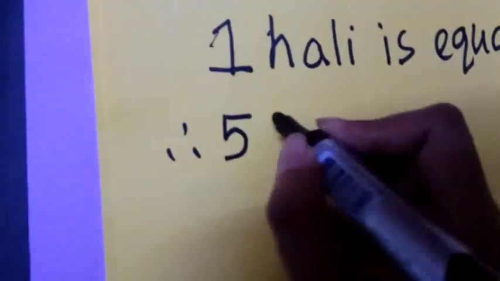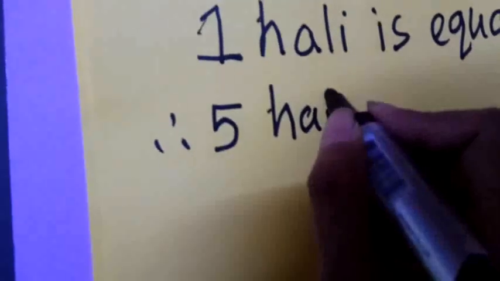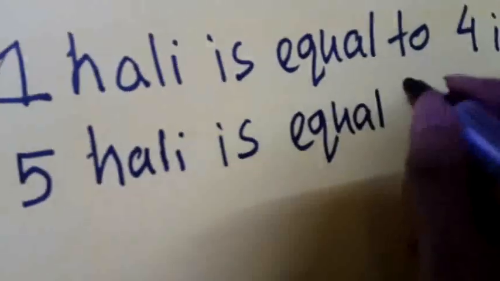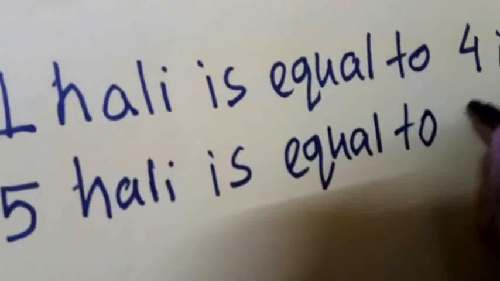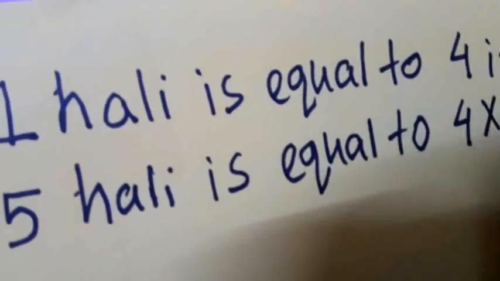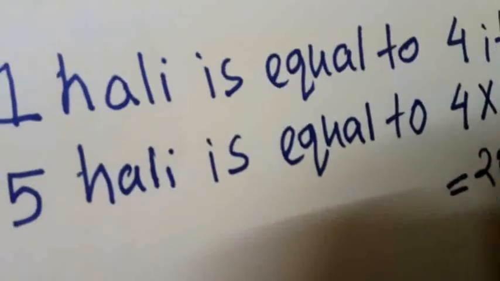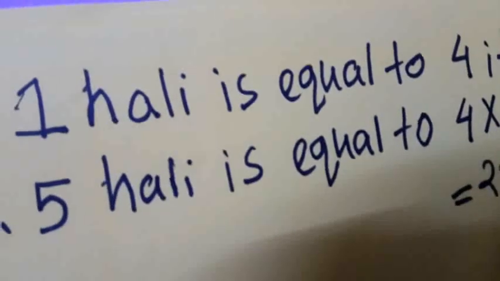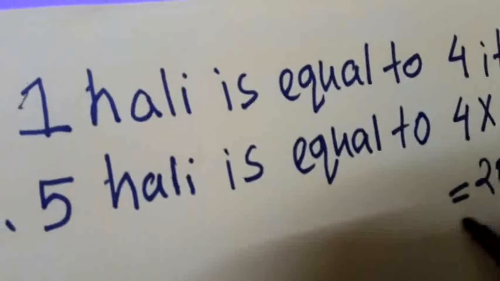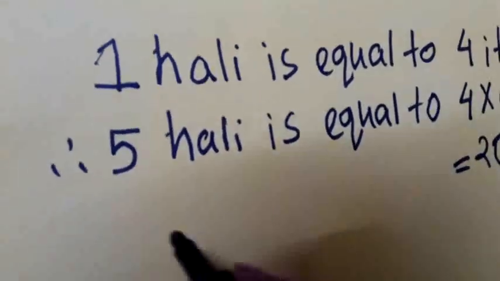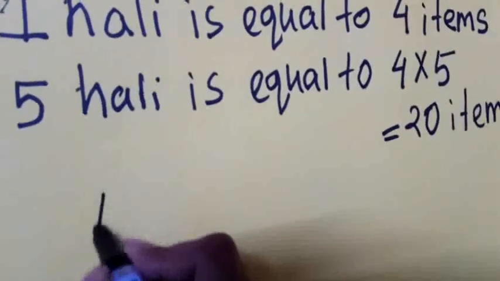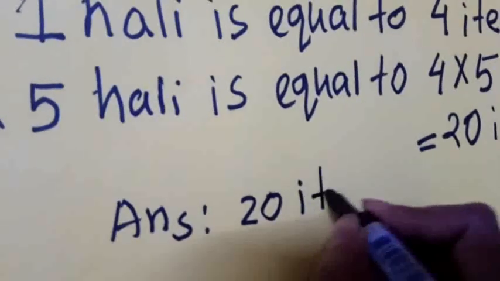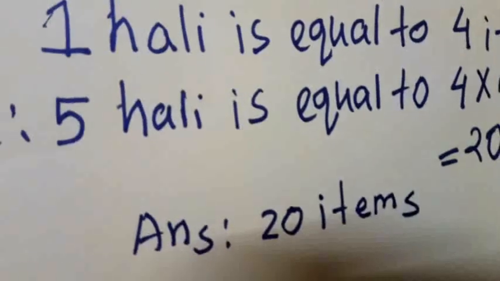Therefore, 5 hali is equal to 5 times 4, means 4 multiplied by 5 equals 20 items. 4 multiplied by 5 or 5 multiplied by 4 gives the same answer. Then the final answer will be 20 items.